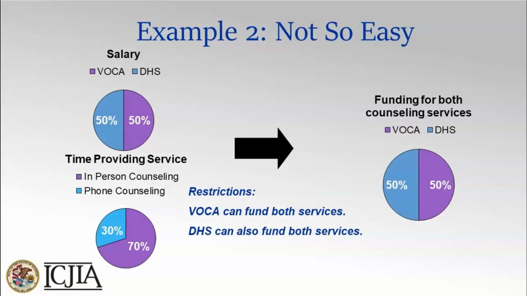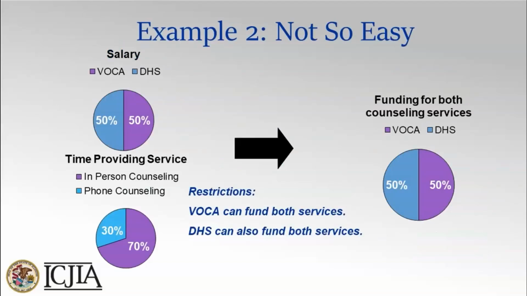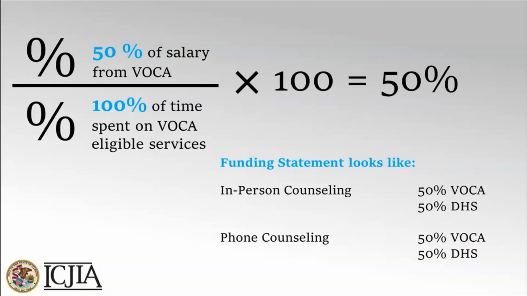And here's how the formula works out. You want to apply the formula for one funding source at a time, and you always want to use the more restrictive grant first. I'm going to go back a little bit. We have VOCA and DHS as our two funding sources. VOCA we know is more restrictive than DHS. So we're always going to start with the more restrictive funding source, which is VOCA in this case.